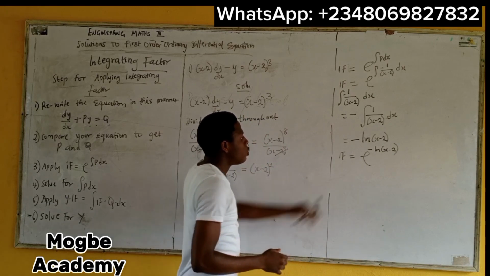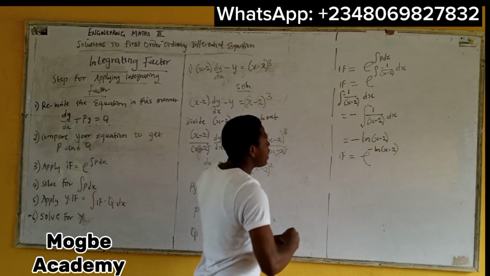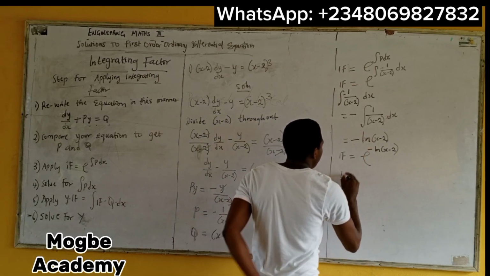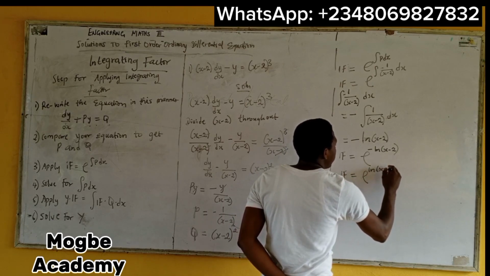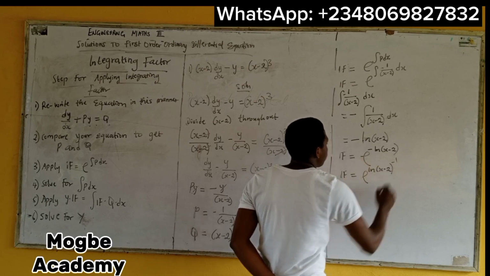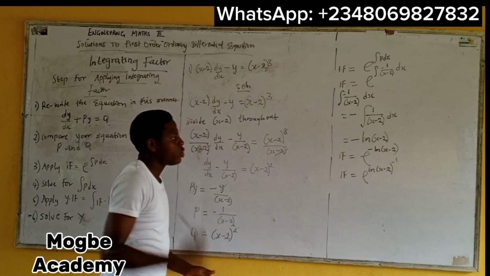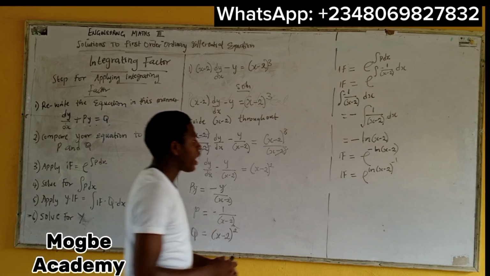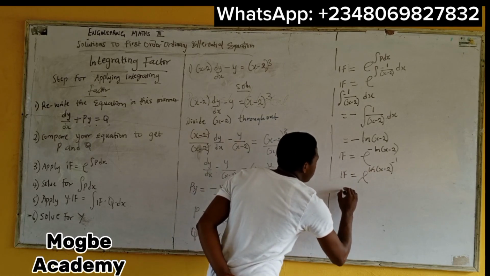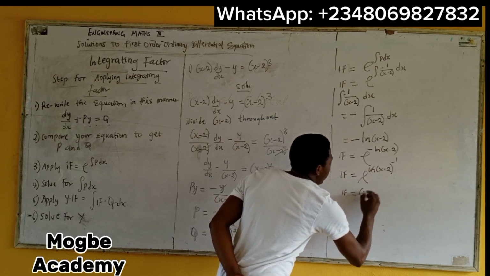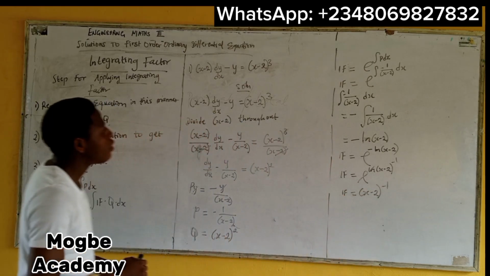So the next thing is we can do something to this equation. We can take this minus up. Now taking that minus up, we simply have IF is equal to exponential ln of x minus 2 raised to the power of minus 1. So what do you think we can do from that equation? We can cancel exponential with ln, and we are left with IF is equal to x minus 2 raised to the power of minus 1. So you've gotten your IF.